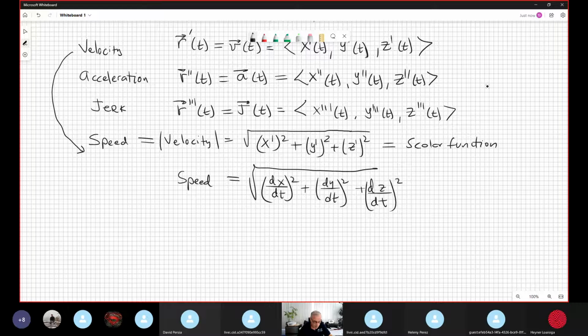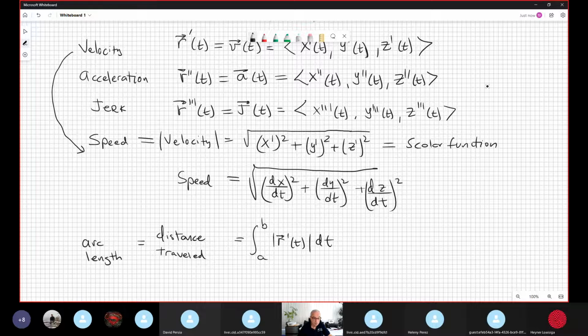Okay? Now, if you integrate the speed, so integrate from A to B of the speed, okay, speed is absolute value of the r prime t, absolute value of magnitude, no? dt, is the distance, or arc length, distance travel, because we travel along the curve, no?